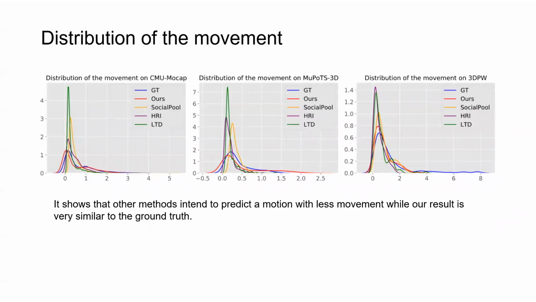And we also show the distribution of the moving distance between the start and the end of the prediction. It shows that the other methods tend to predict a motion with less movement. We observe the results of other methods sometimes just stay in the same spatial location, while the ground truth is moving a large distance. Our result is very similar to the ground truth.